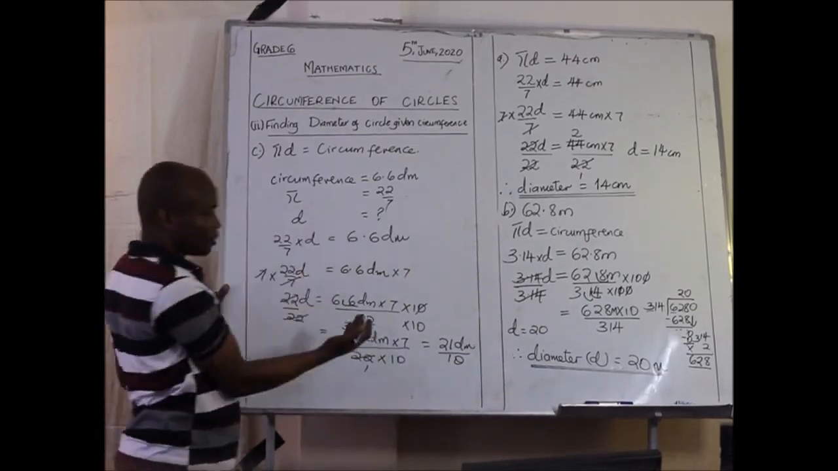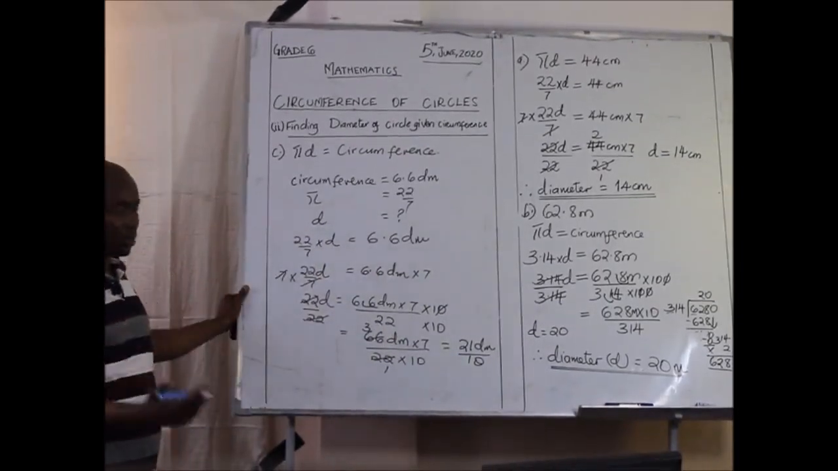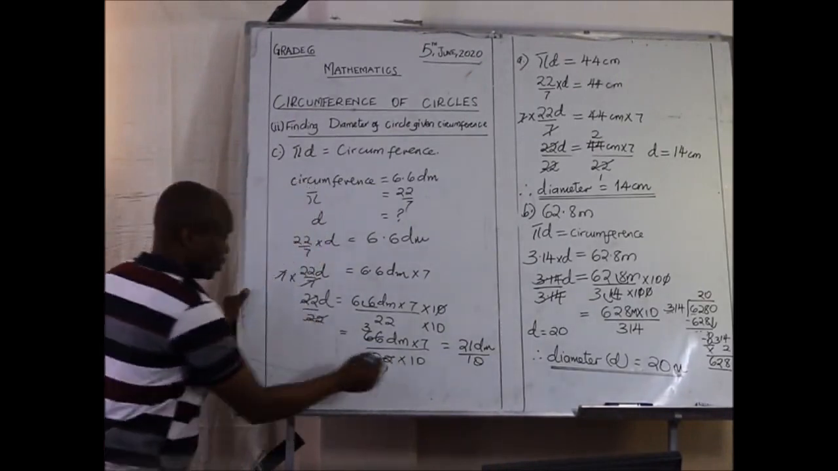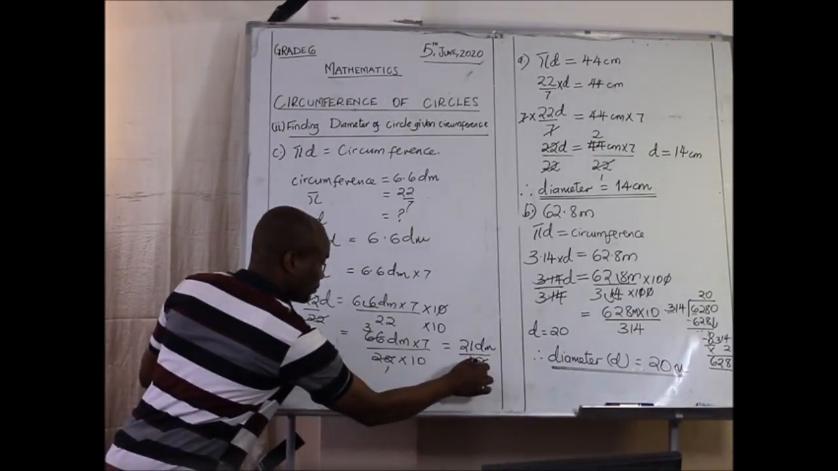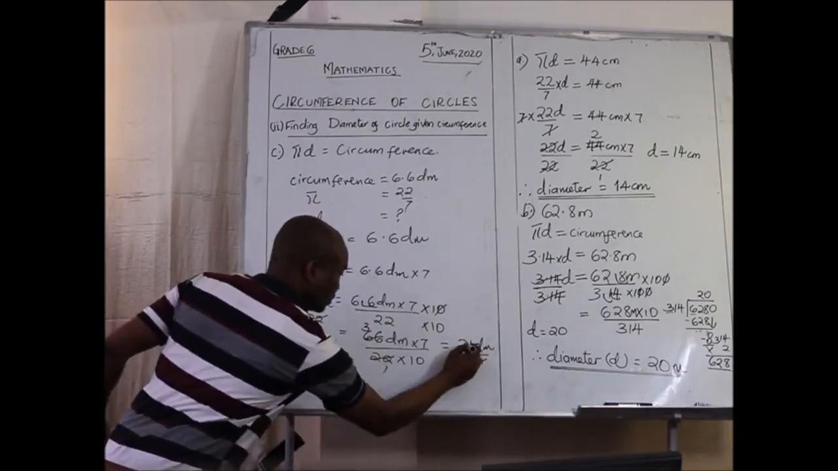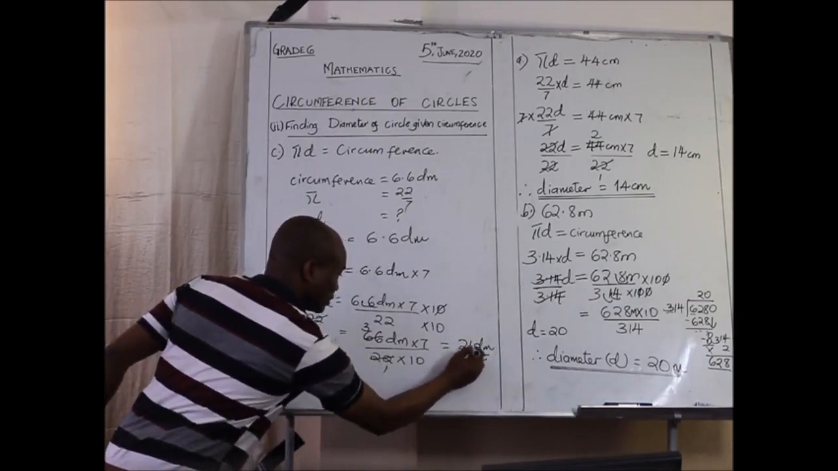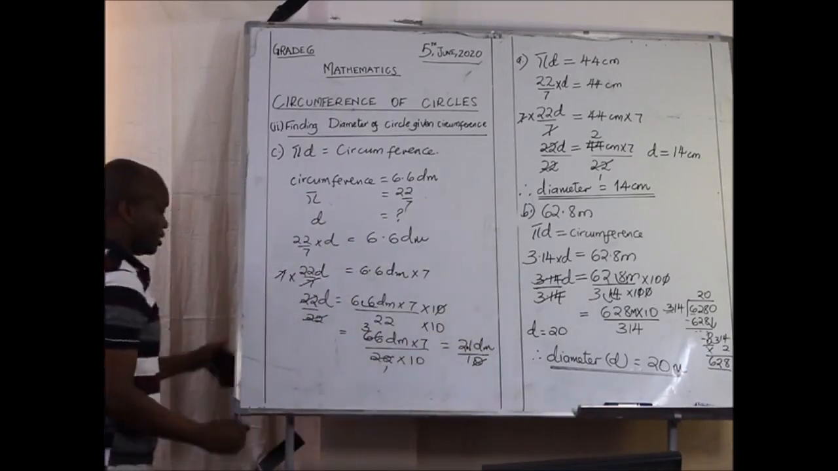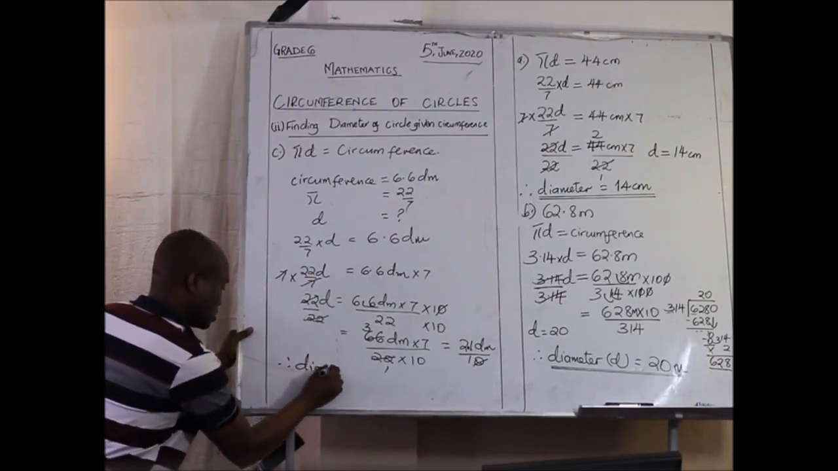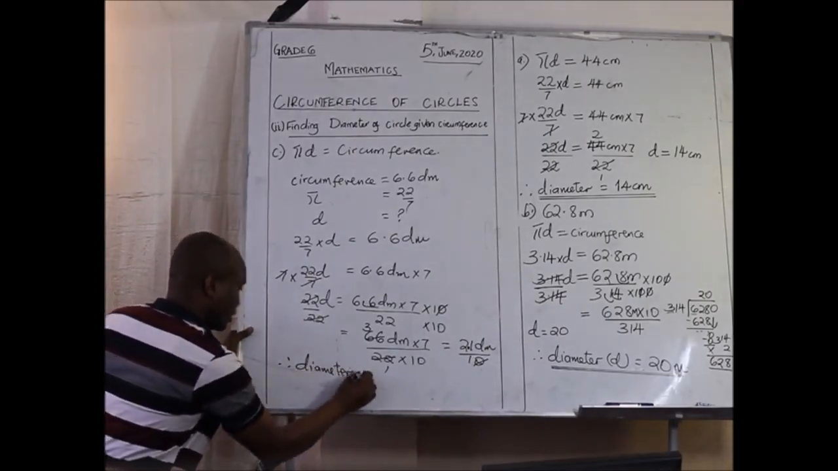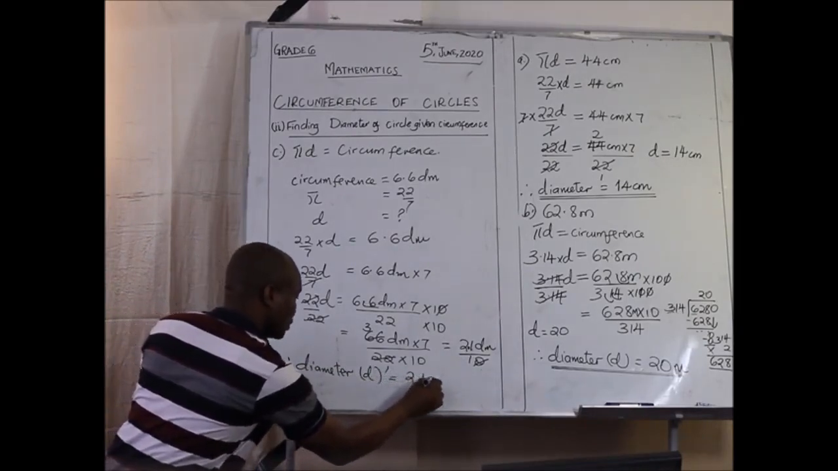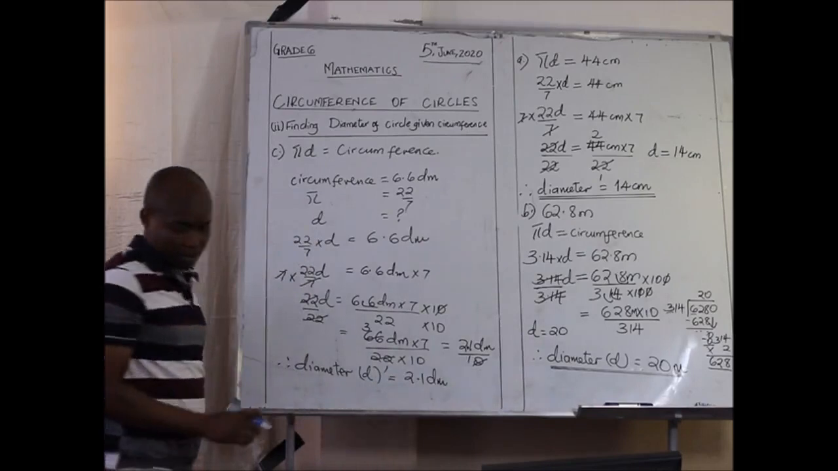Since the question was in form of decimal, we have to write our answer in decimal form. So you cut this decimal point, you bring the decimal point here. 21 over 10 becomes 2.1. So you'll have, therefore, diameter D equals 2.1 decimeters.